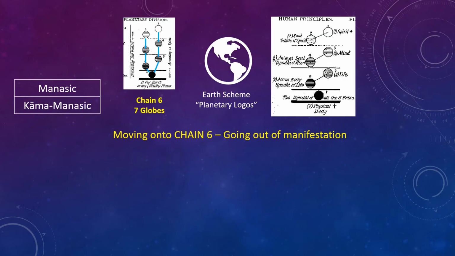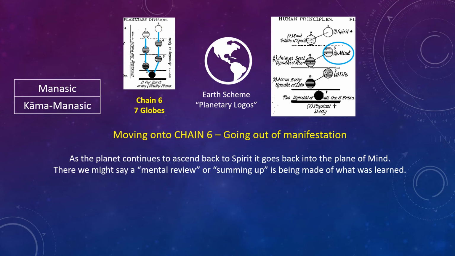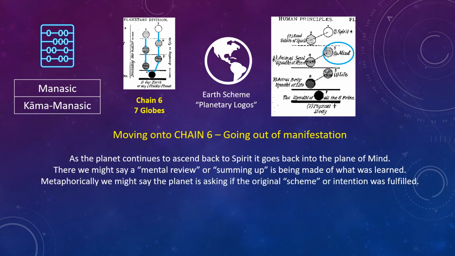Then we go back into chain 6, going out of manifestation. As the planet continues to ascend back to spirit, it goes back into the plane of mind. There we might say a mental review or summing up is taking place of what was learned. Metaphorically, remember it's no longer in physical dense, and this is hard for us to understand, that we could be somewhere else as a conscious being, mentally reviewing the life that we had and summing up what was learned.